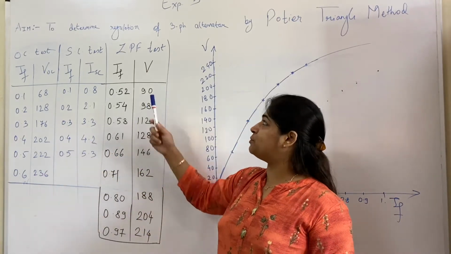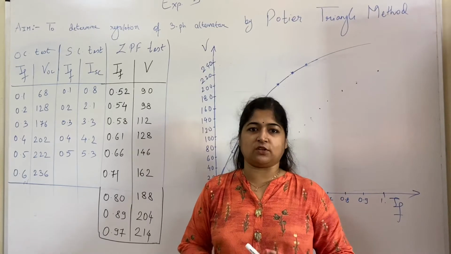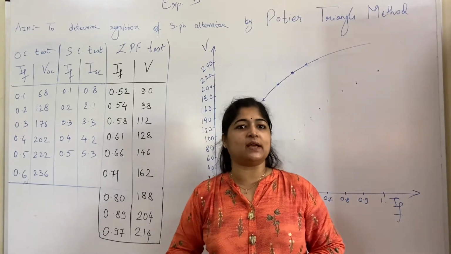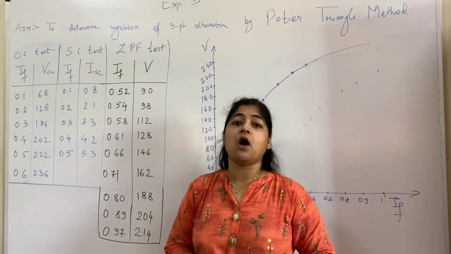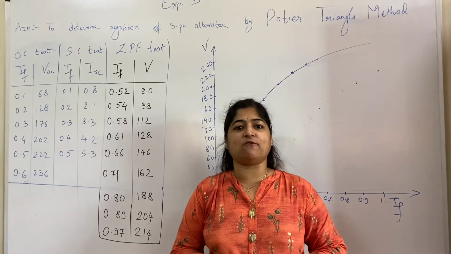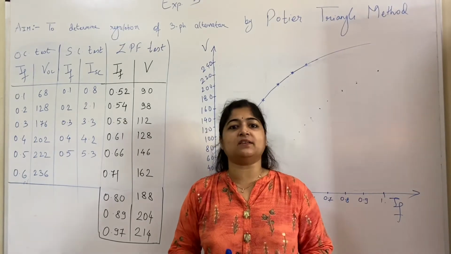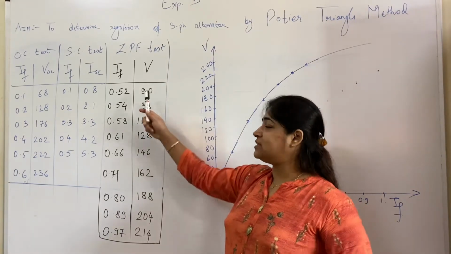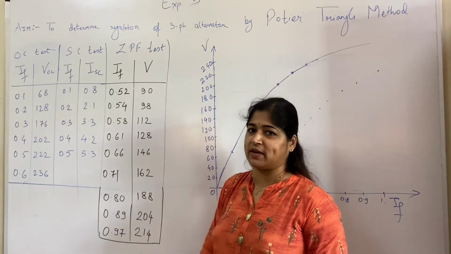And then we are going to perform the zero power factor test, or Potier triangle method. The test we performed in the Potier triangle method is nothing but the zero power factor test. Why is it called a zero power factor test? Because the load we connected had zero power factor, that is, it was a pure inductive load. So this is the reading we got from the zero power factor test.